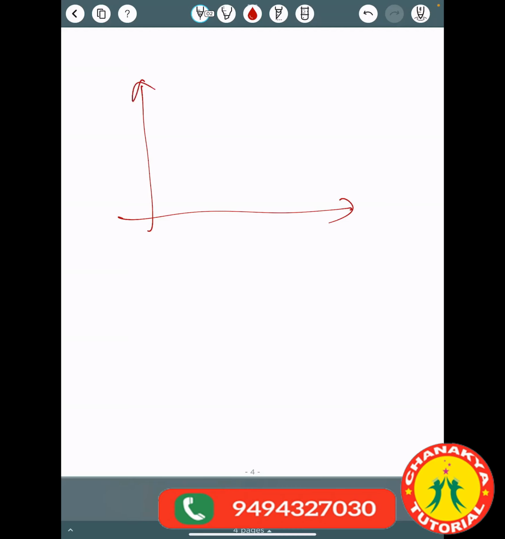Xavier, you explain this question. We are projecting at 40 meters per second at 30 degrees. Tell me what will be the velocity of the projectile at t equal to 2 seconds from the start. Tell me the approach. What will I do first?